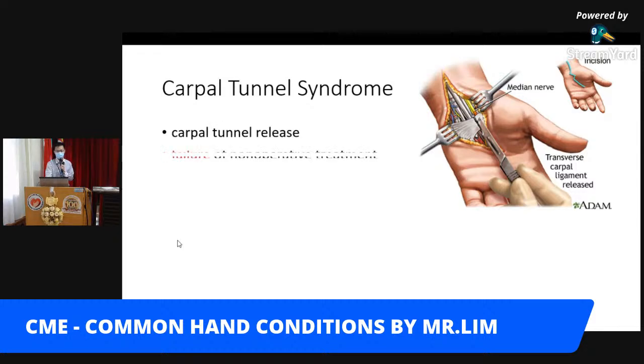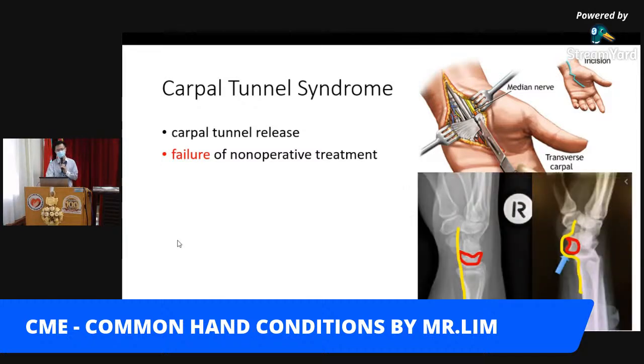Carpal tunnel release is what we can offer to our patients with carpal tunnel syndrome who have failed all the non-operative treatments, unless they're in a very severe case, like the case just now, the gouty tophi. Other than that, we always give a trial of non-operative treatment. If it fails, then we can perform the carpal tunnel release.